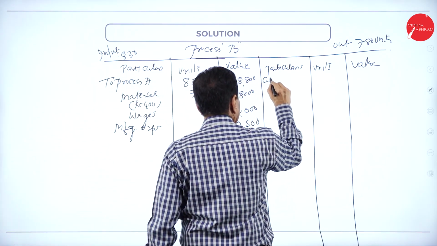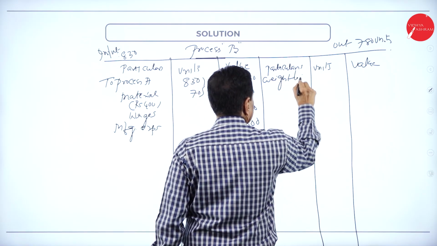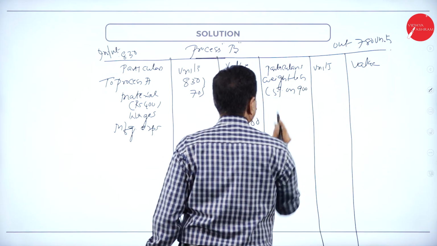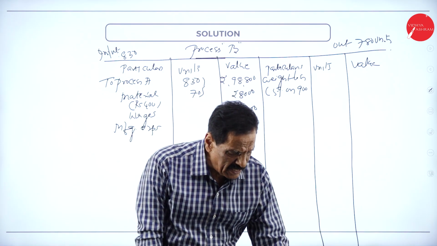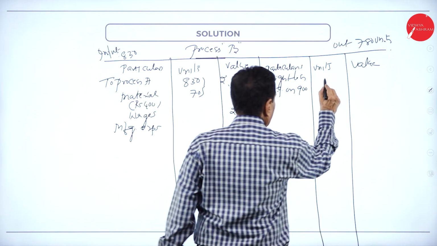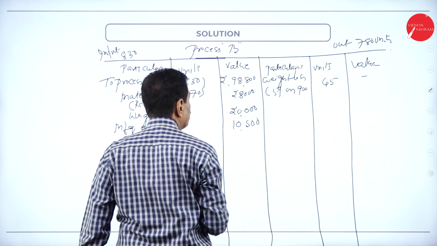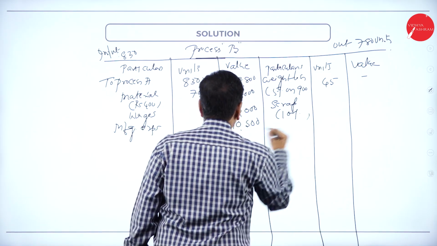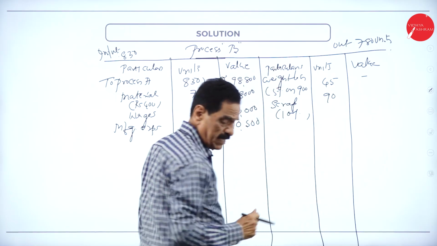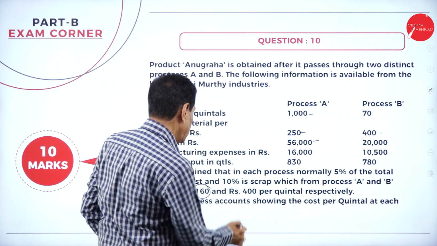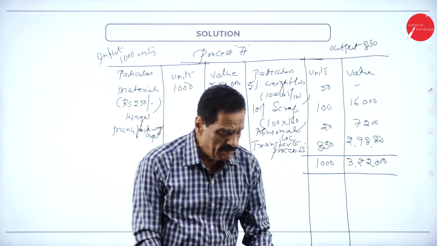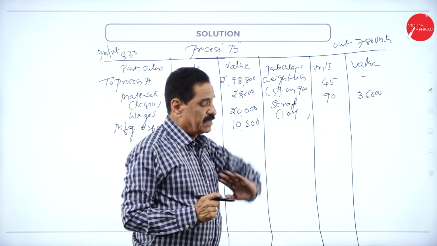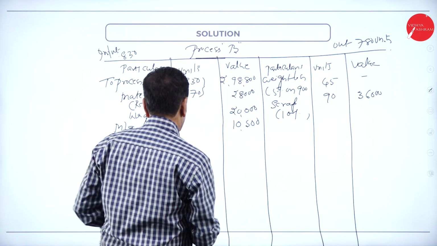By weight lost, 5% on 900 units. So 830 plus 70 is 900 units are there. So it works out 45 units, no value realization. By scrap, 10%. 10% of 900 is 90. So what's the value realization? 90 has been sold at rupees 400. 90 at rupees 400, 36,000. Then we close this.